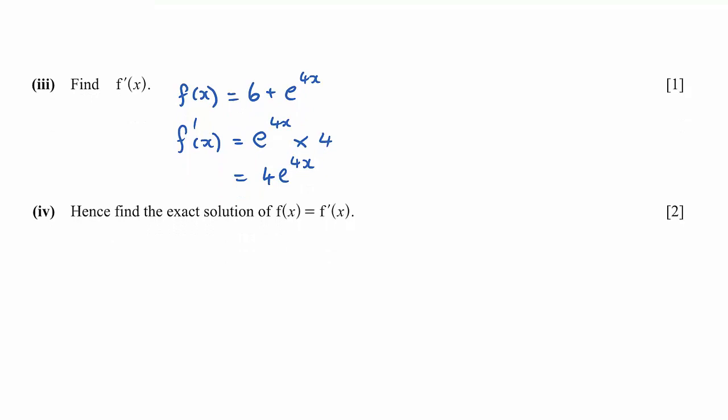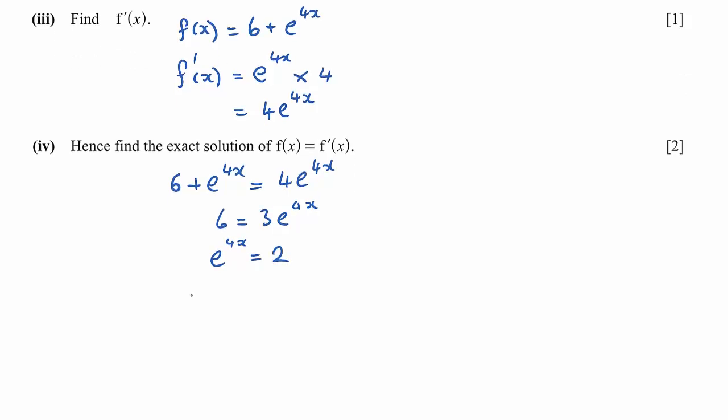Hence find the exact solution of f of x equals f dashed x. So in other words, 6 plus e to the 4x is equal to 4e to the 4x. So subtracting e to the 4x from each side, we get 6 equals 3e to the 4x, which would give us that e to the 4x is equal to 2.